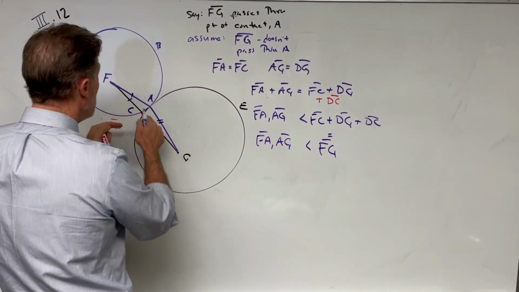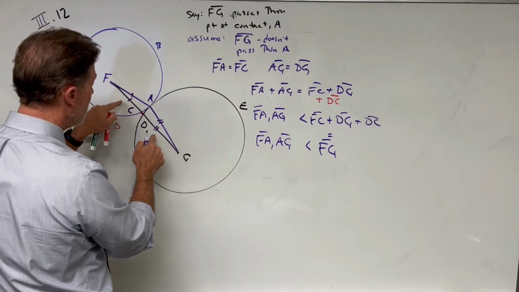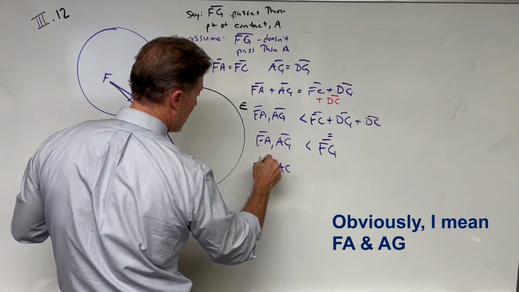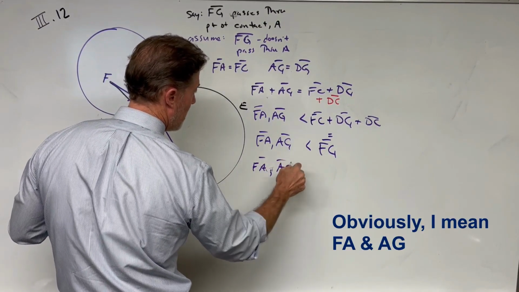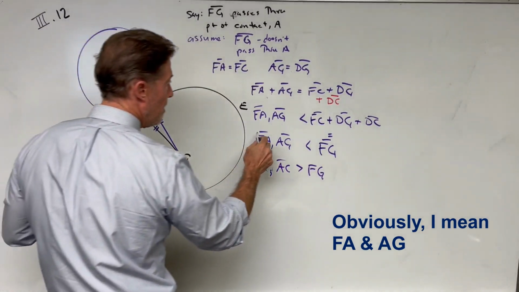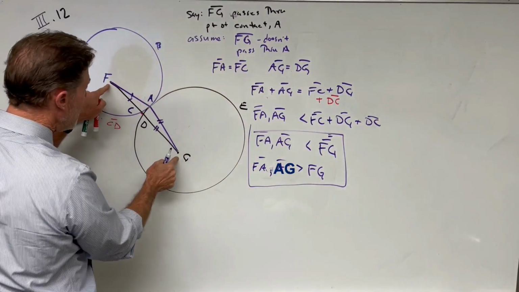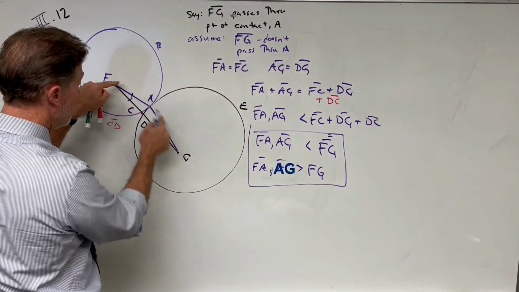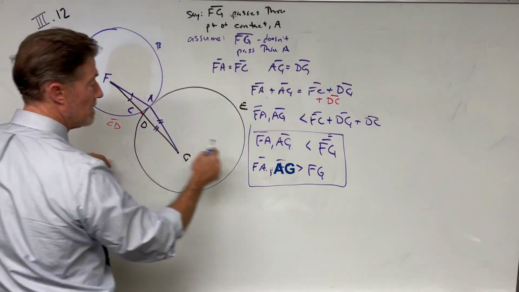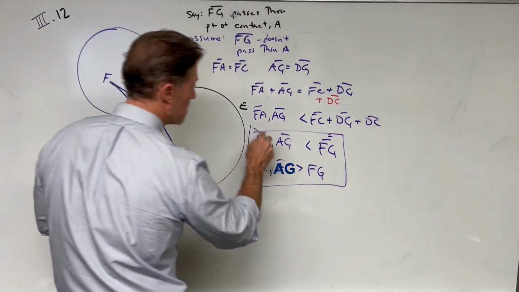But we know that in any given triangle, any two sides taken together in any manner are greater than the third side. So we know that FA and AG taken together has to be greater than the third side, FG. But wait a minute, this is absurd because on the one hand, we're saying FG is bigger than these two lines, and yet here we're saying that these two lines are bigger than FG. So FG is both greater than these two and less than these two, which is of course absurd.